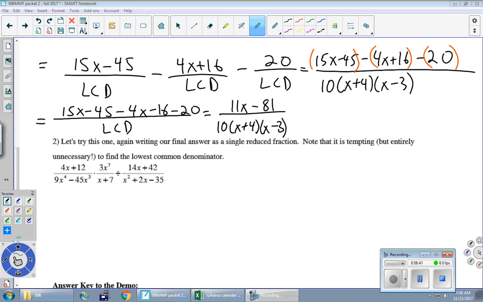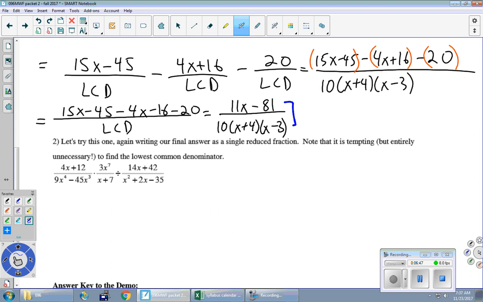Now this one turns out to be done, but actually technically there's one more step we have to look for, and that's to see if we can reduce anything on the top with anything on the bottom. So the top is a subtraction, so we can't cancel anything when there's addition or subtraction. So you look to see if you can factor out a greatest common factor from the top. Now we can't in this case. The greatest common factor upstairs is 1, so there's nothing to do.